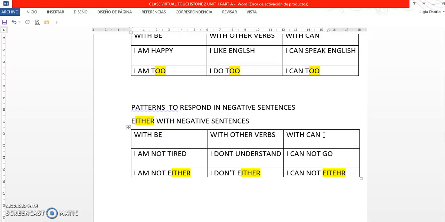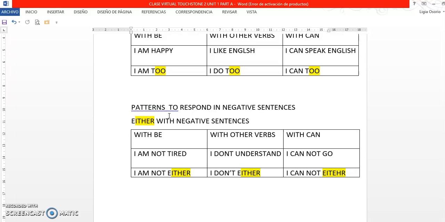If you are using "can," you have to use "can't" in your response. For example, "I cannot go," "I cannot either," okay? Which means yo no puedo ir, I cannot either, yo tampoco. Okay, in short, I'm going to give you a short review. In negative sentences, we are going to use "either." Just in negative sentences, you are going to use "either" to respond, okay?